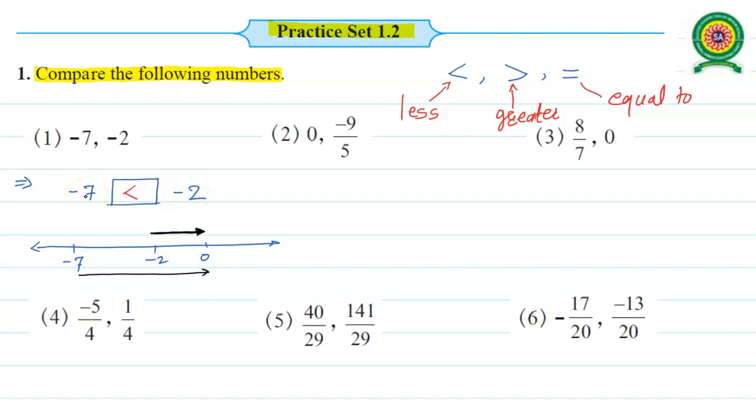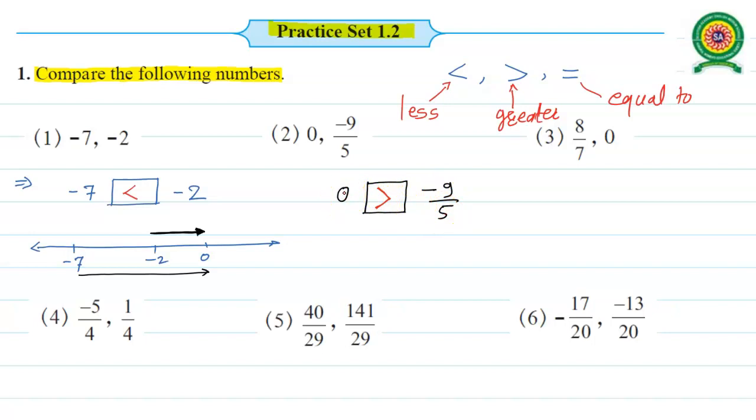Now look at the next one. We have 0 and minus 9 by 5. We know that every negative integer is always less than 0, because all negative integers lie towards the left of 0. Now we have a negative rational, so ultimately a negative number, whether it is an integer or a rational, is always less than 0. So we have to put the appropriate sign: 0 is greater than minus 9 by 5, or we might say minus 9 by 5 is less than 0.